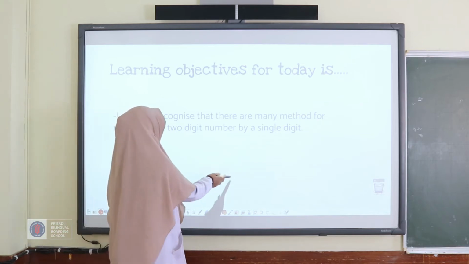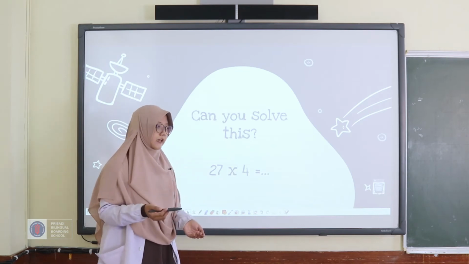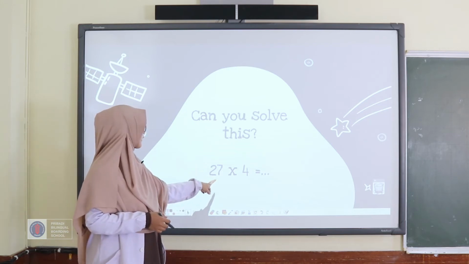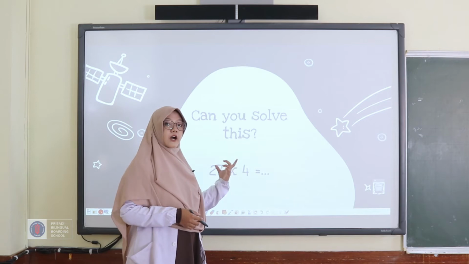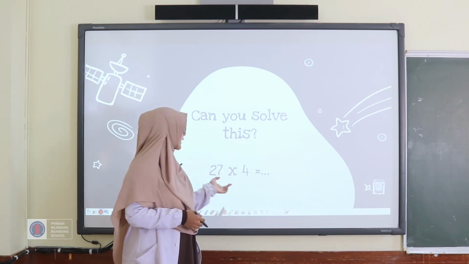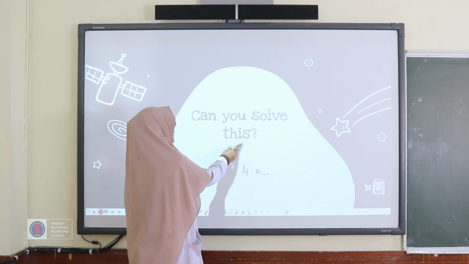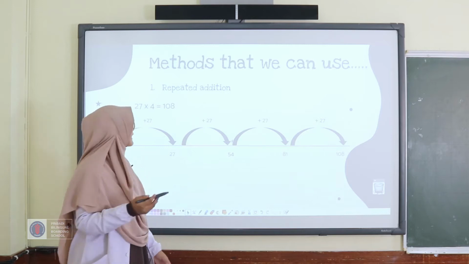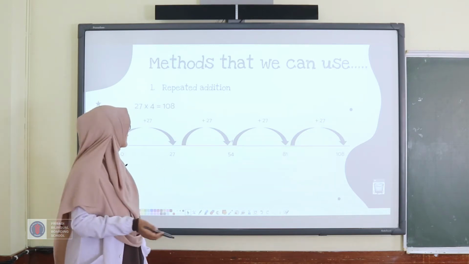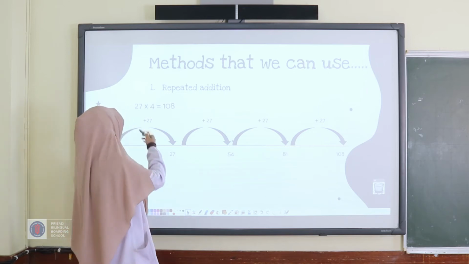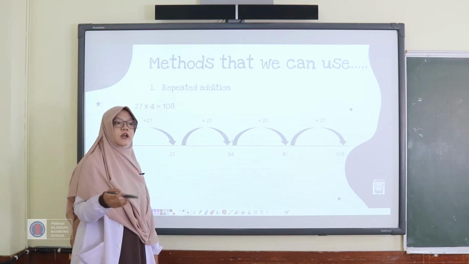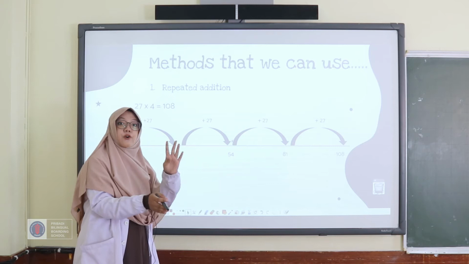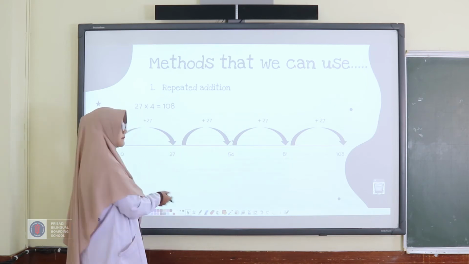Now I have a question for you to solve. When I have this equation, 27 times 4, can you count it for me? What is the product of this equation? Maybe some of you will do it by repeated addition. Because 27 times 4 means you need to add 27 plus 27 plus 27 plus 27, as many as 4 times.